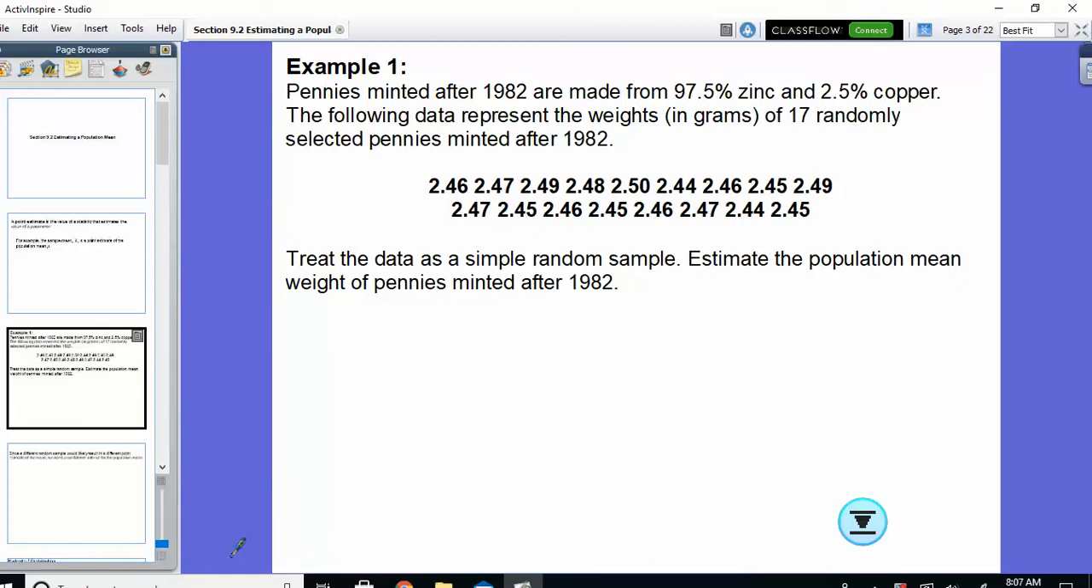So here is our first question. Pennies minted after 1982 are made from 97.5% zinc and 2.5% copper. The following data represents the weights of 17 randomly selected pennies. Treat this as a simple random sample. Estimate the population mean. So I want the mean. I want x bar. How do you get your mean? Add them up and divide by the total, which was what? How many? 17. So let's add these up.